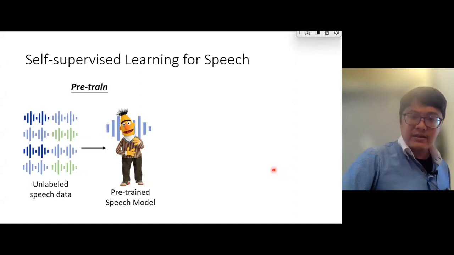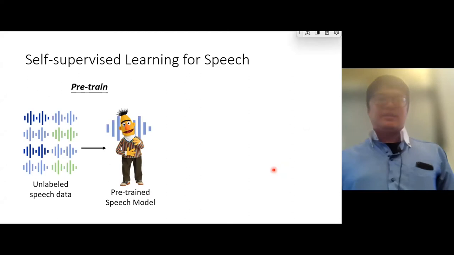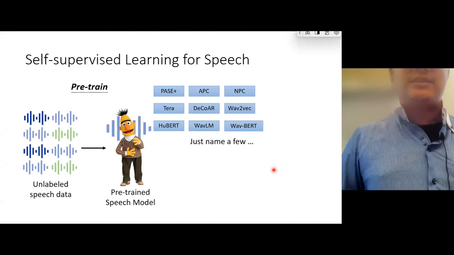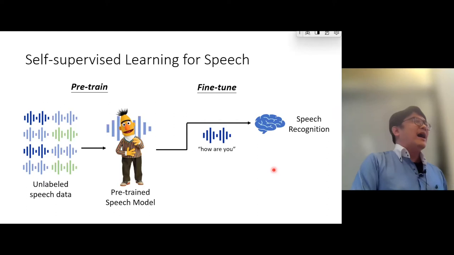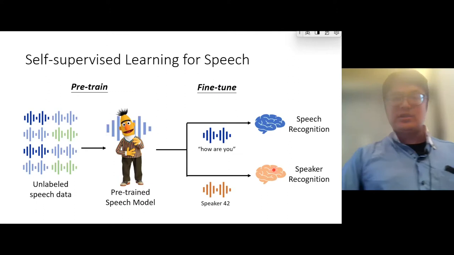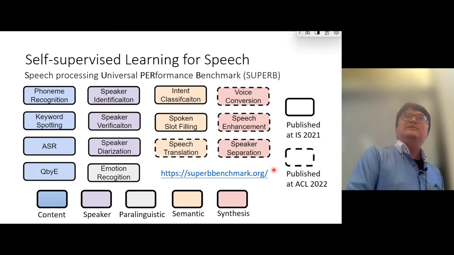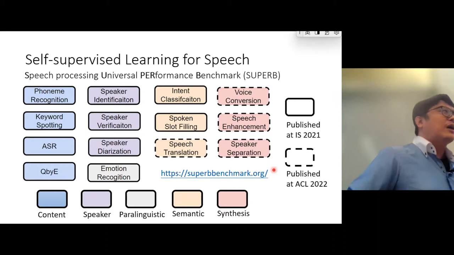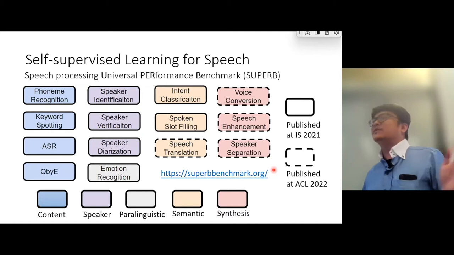And this idea has been widely explored in the speech community. For pre-trained models, there are many different pre-trained models trained from different objectives. And here, I just list some of their names. This is not a complete list. And those models have been used in a wide range of different applications, including speech recognition, speaker recognition, and so on. And probably some of you have recognized a benchmark corpus for self-supervised learning called SUPERB, Speech Processing Universal Performance Benchmark. In this benchmark, we have evaluated self-supervised models on a wide range of different speech-related tasks, including speech processing tasks of many different aspects.